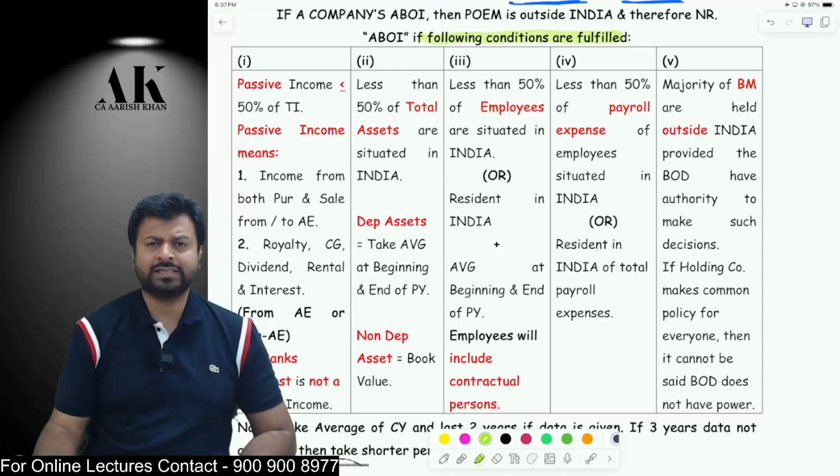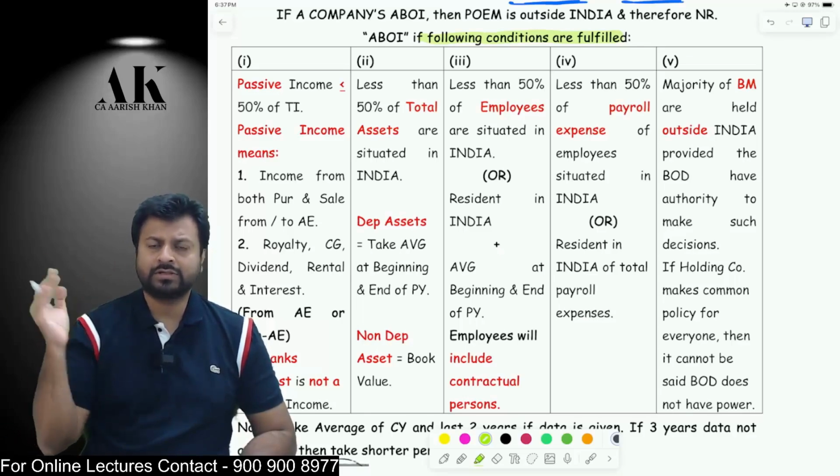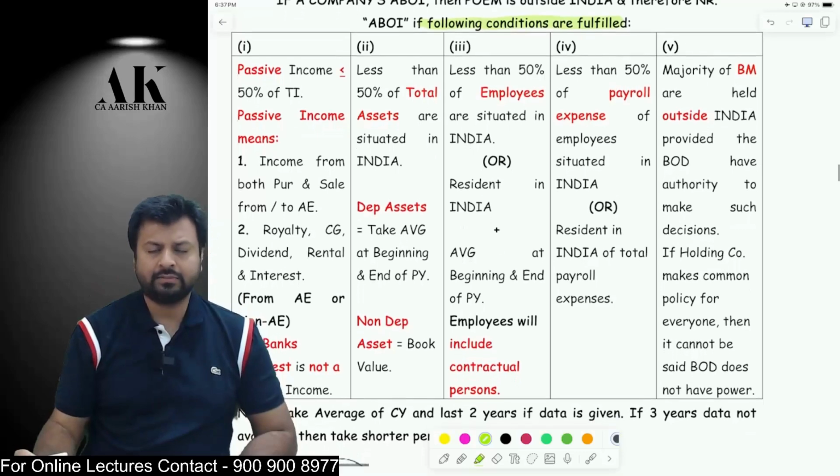All the 5 conditions have to be fulfilled. You do not have an excuse on even one of the conditions. If all the 5 conditions are fulfilled, POEM is outside India and you are non-resident. Let's check all of them one by one.